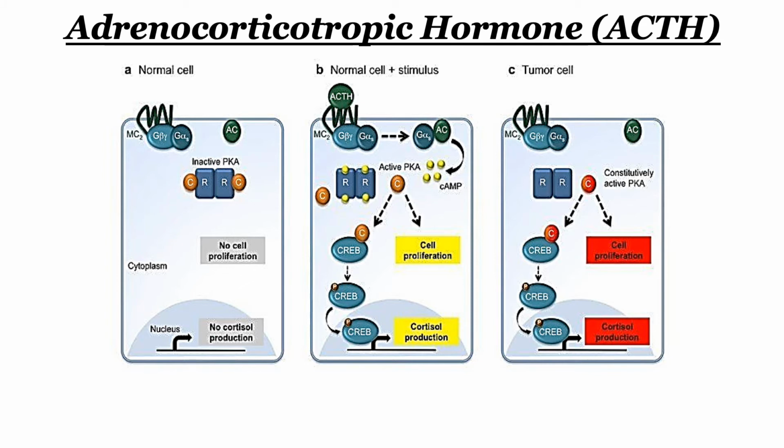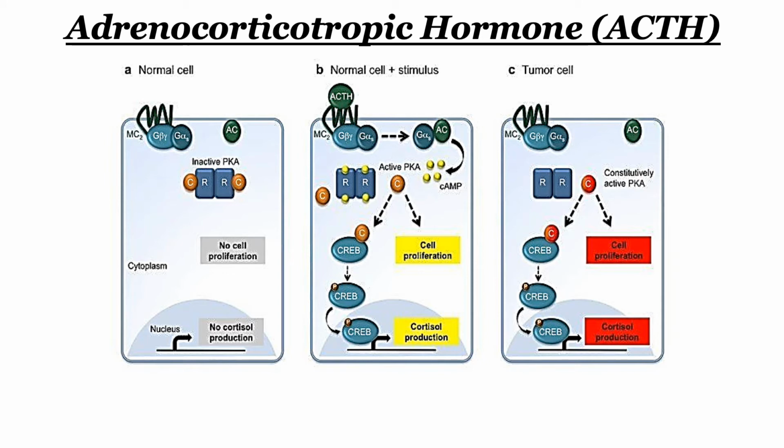Now let's look inside cells and see what's happening with the signaling pathways. In the absence of ACTH, protein kinase A is inactive, there's no cell proliferation and no cortisol production. ACTH appears, binds this 7-transmembrane G protein coupled receptor that stimulates the release of G alpha S proteins, and adenylyl cyclase then is free to produce cyclic AMP, which activates the secondary messenger, protein kinase A.